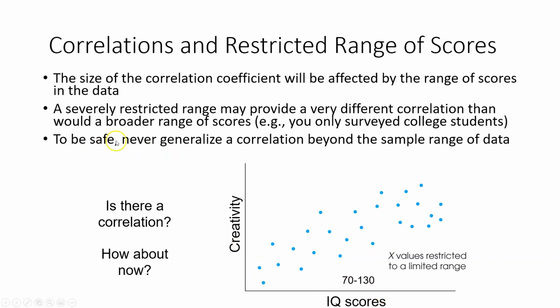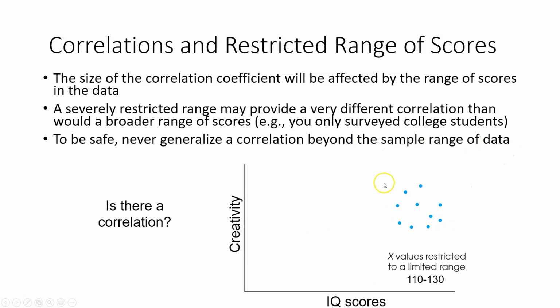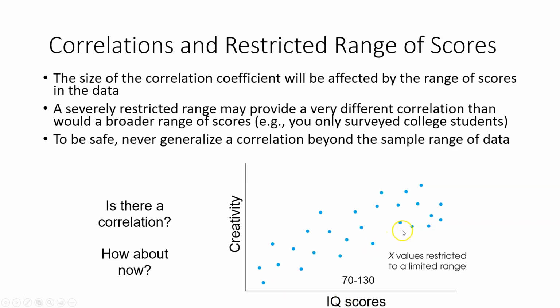So, in order to be safe, we should never generalize a correlation beyond the sample range of data. So if we said here there's no correlation, we should be specific in saying that there's no correlation when we restrict our range to the IQ scores of around 110 to 130, or when we're just measuring college students. But if we were to measure more people with lower IQs who were not college students, it's quite possible that there would be a correlation. So we have to hedge our bets whenever we draw a conclusion if we've restricted the range of our sample data.